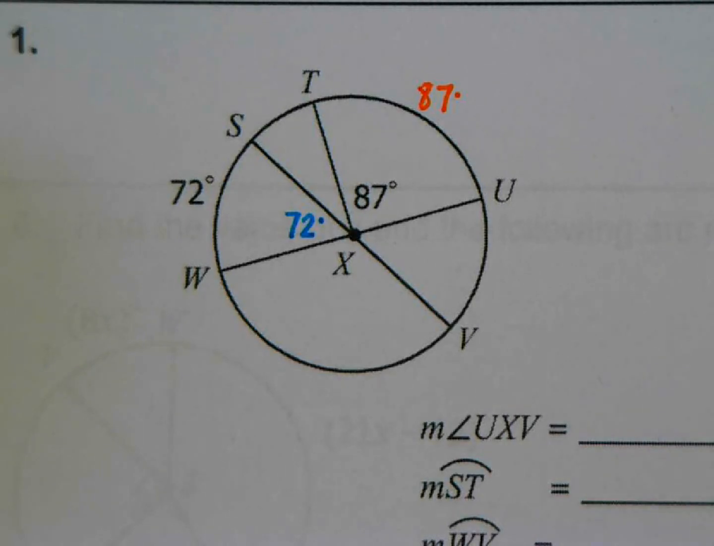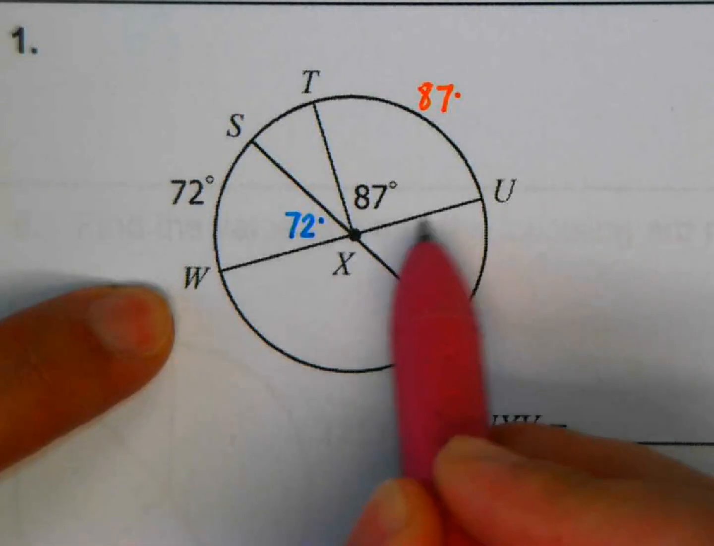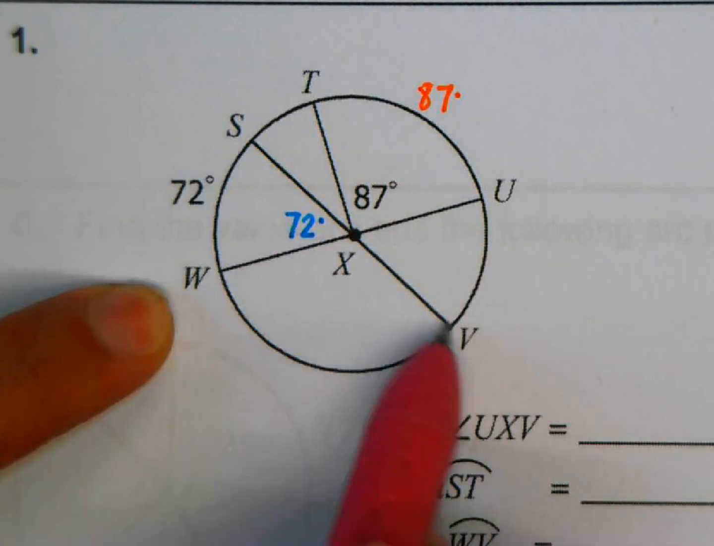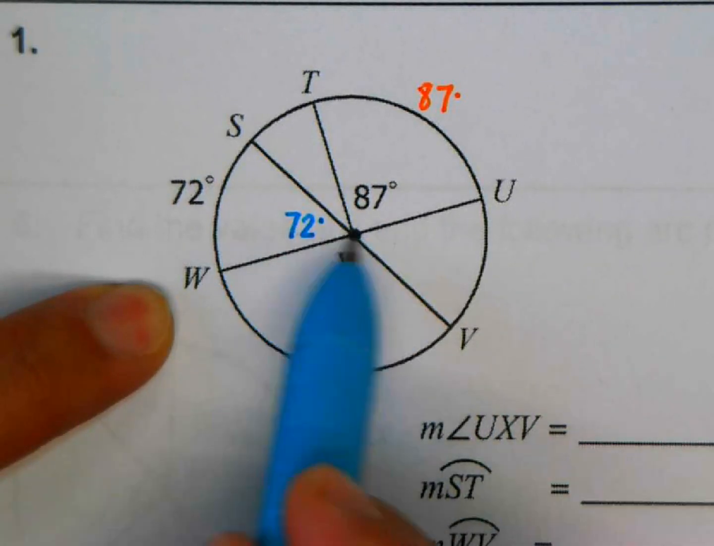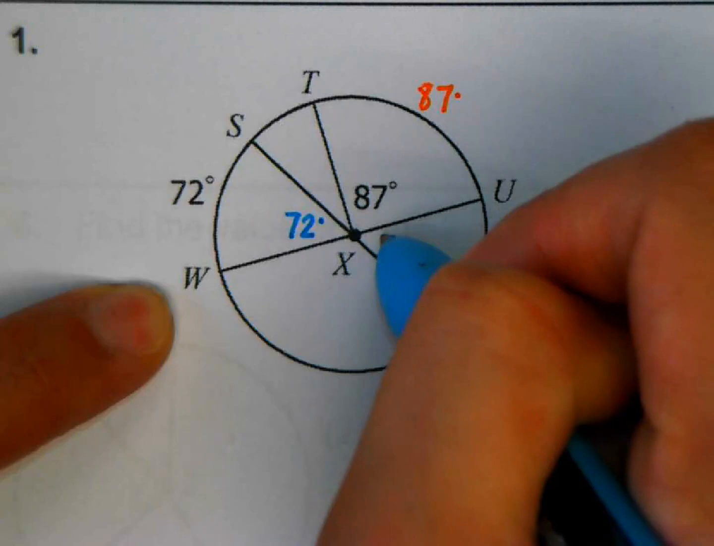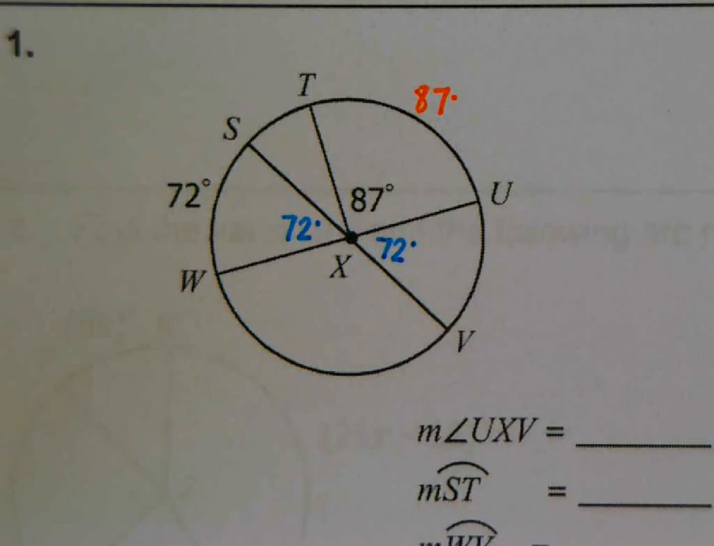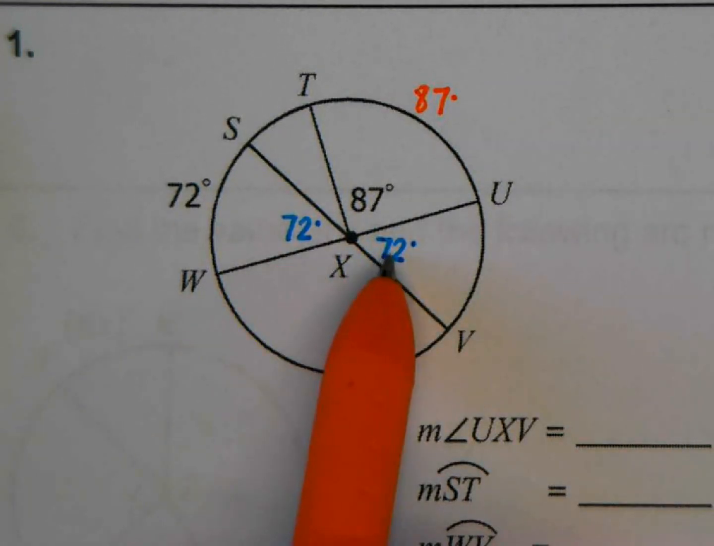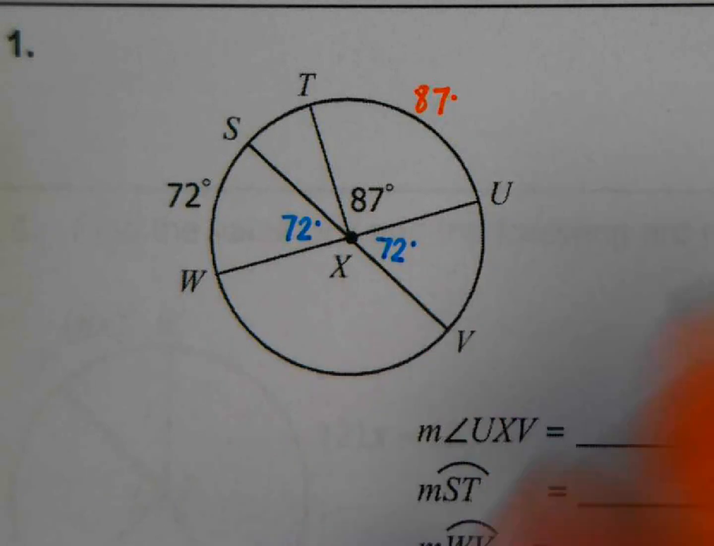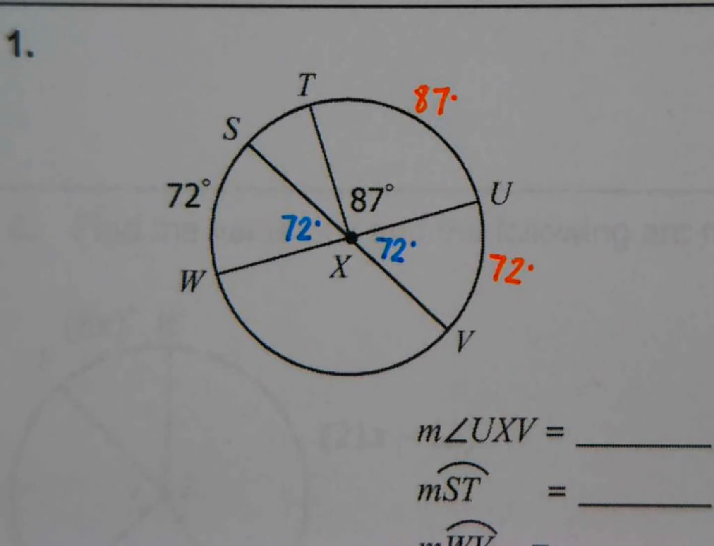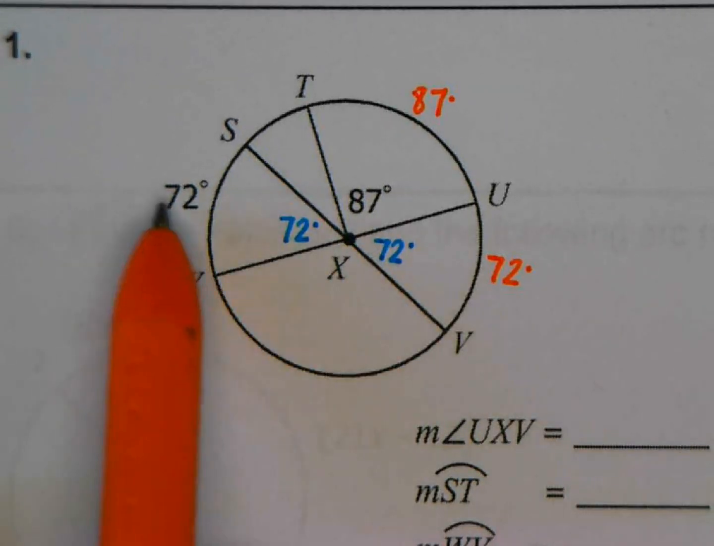If you see two diameters, they cross. This is a chord, and it crosses through the center. And on the other one, we have vertical angles. Vertical angles, as we learned in the past, are equal to each other, which means that this angle is 72, and then this arc will also be 72. So that's one way to identify a vertical angle and use it.